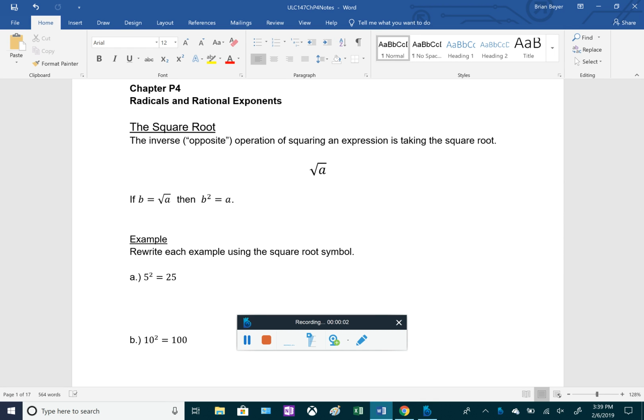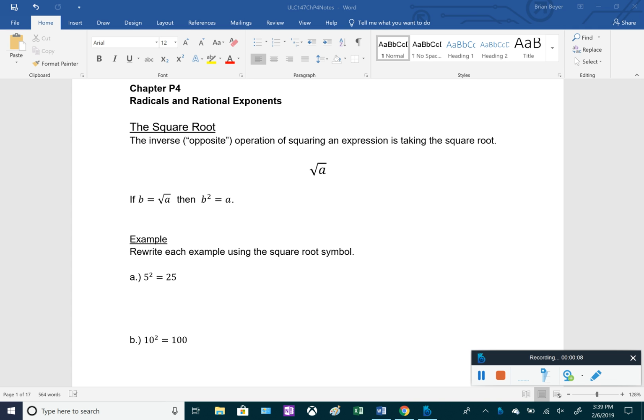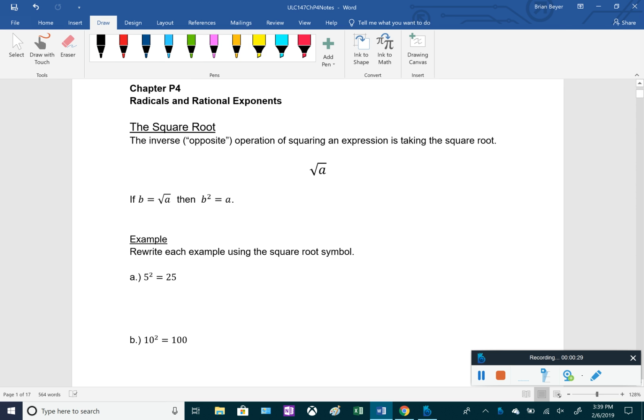In chapter P4, we're going to be looking at radicals and rational exponents. So we're going to start with radicals, and we're going to start with the square root. The square root isn't the only type of radical, which we'll see in a little bit, but it's a good place to start. The square root is the inverse, or the opposite operation, of squaring an expression. So it looks something like we have here.